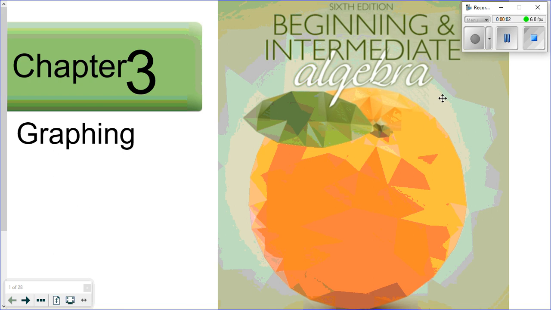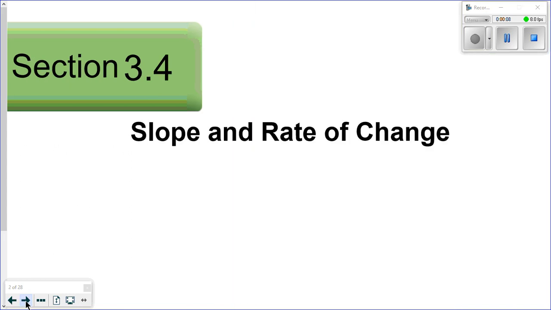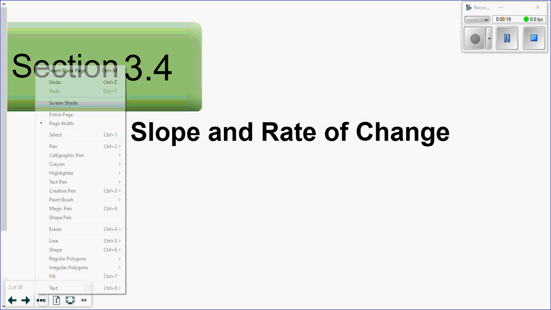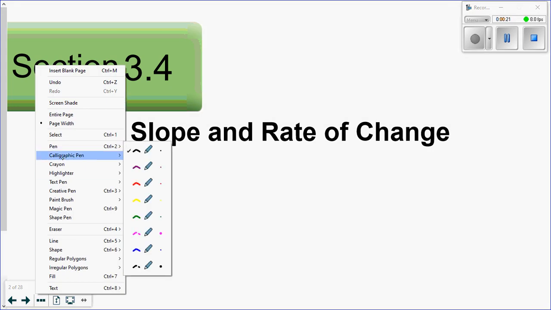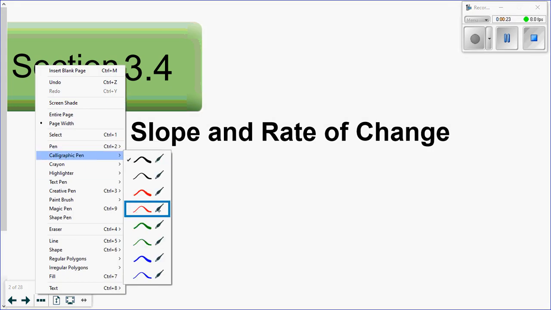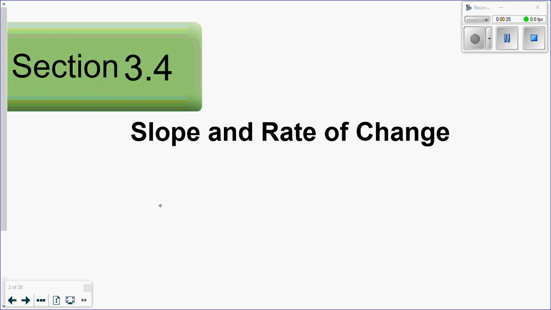Okay, so we are going on with chapter 3, and now we're going to do 3.4. So we're going to look at slope and rate of change, which it says slope and rate of change, but please keep in mind these things mean the exact same thing. Rate of change is just a fancy way of saying slope. So let's get a pen.